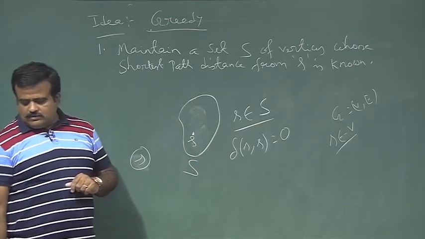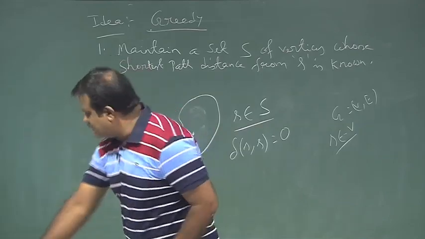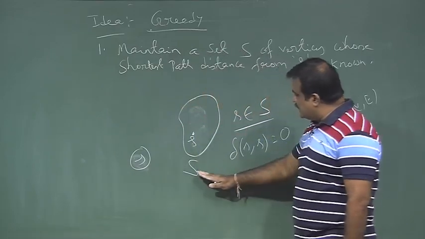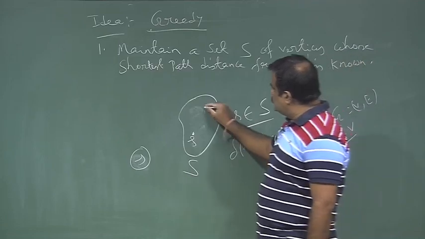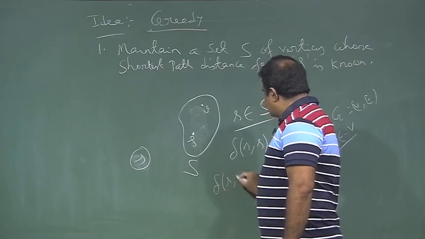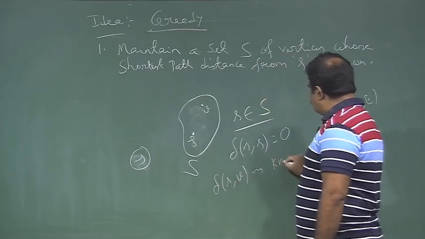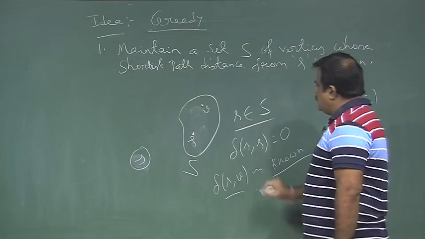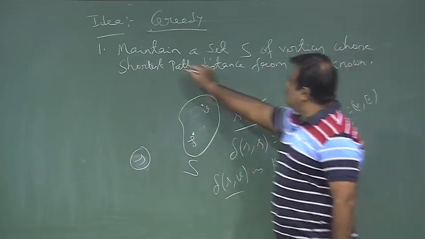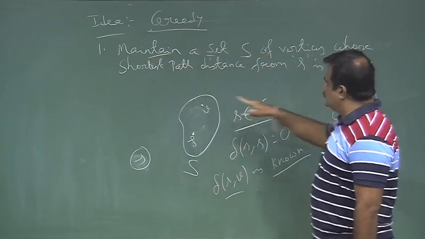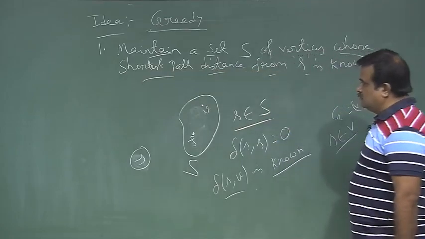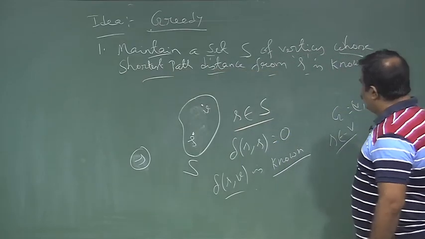Okay. So that is in a greedy way. S is the set of vertices such that if V is in S, then delta of s comma V is known. Once we know the delta of s comma V, then we capture this V in S. So we maintain a set S of all vertices whose shortest path distance from s is known. Okay. So that is our capital S set.